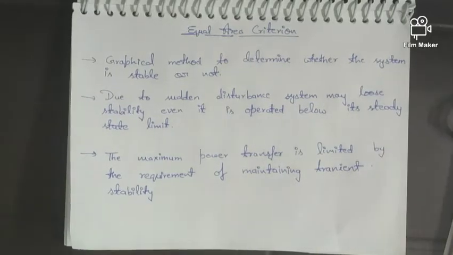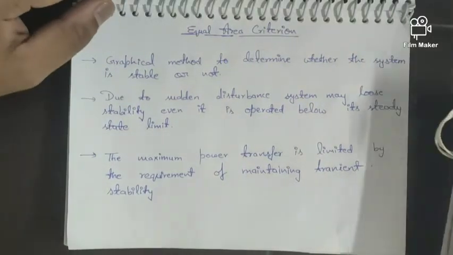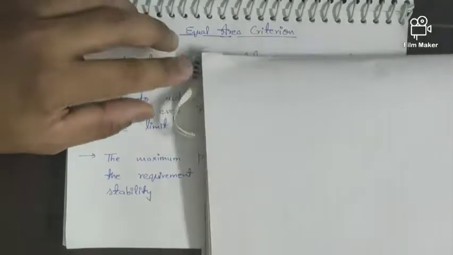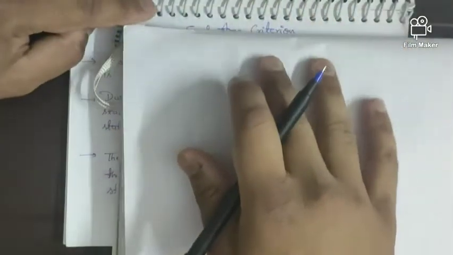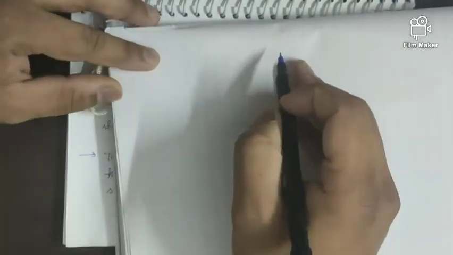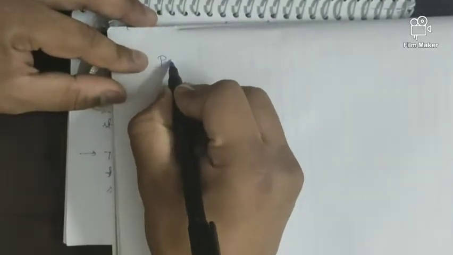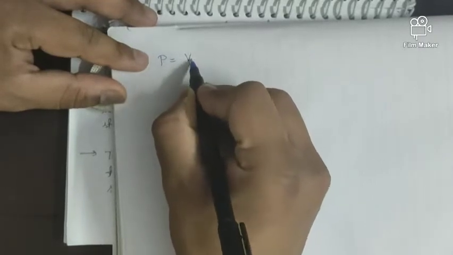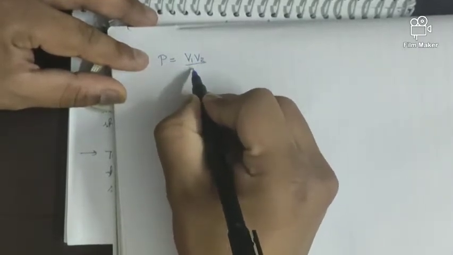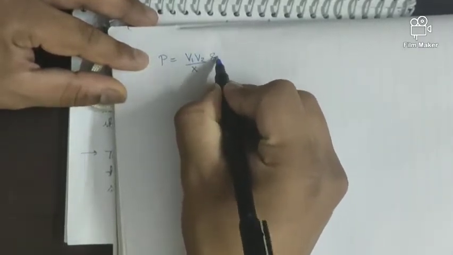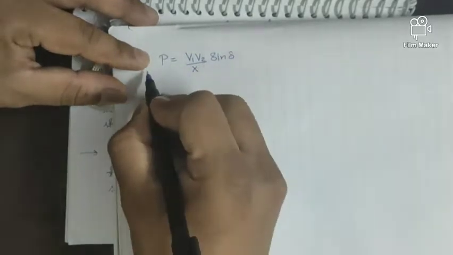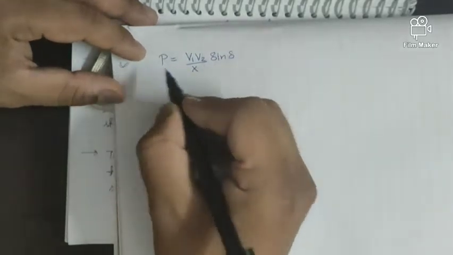So to understand this equal area criteria, first we need to develop some concept of the power flow equation and the swing equation. Though we have already covered these things, you need to see this one more time. So let's start with the power flow equation. Power is equal to sending end voltage into receiving end voltage upon system reactance into sine delta. So this is the generalized equation for the power system.